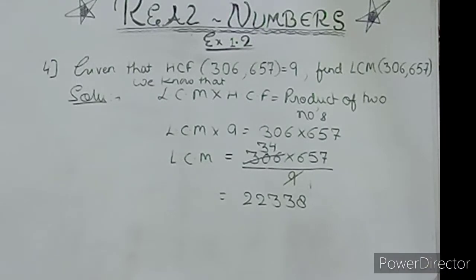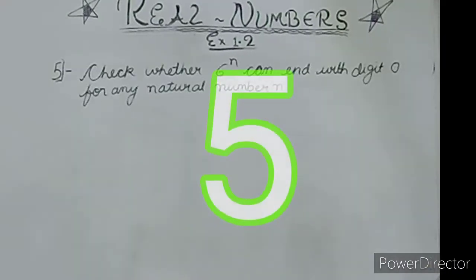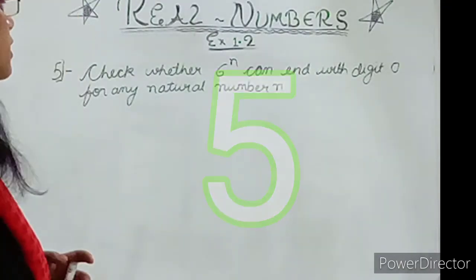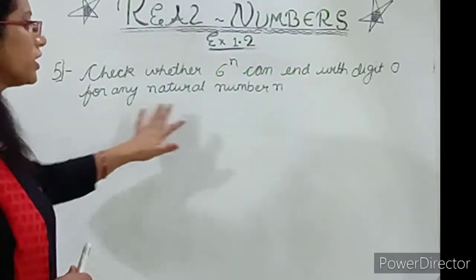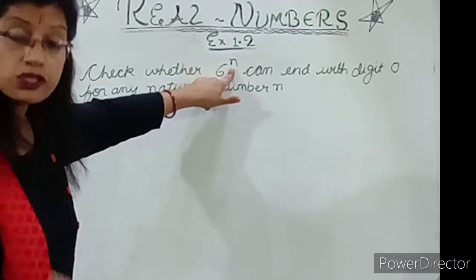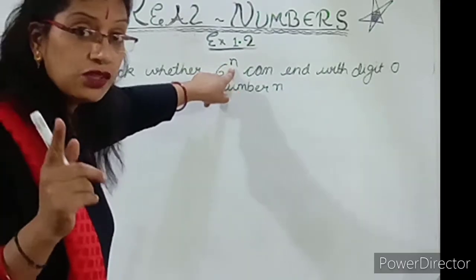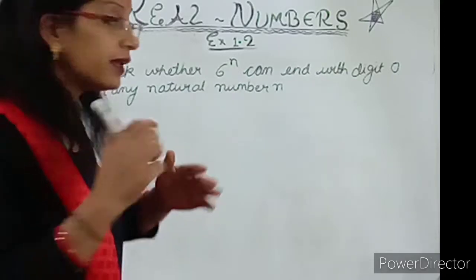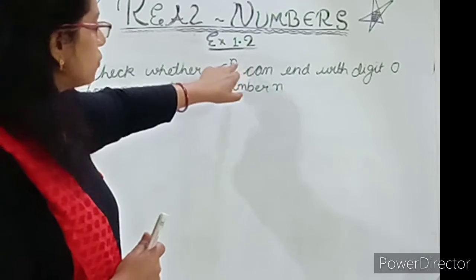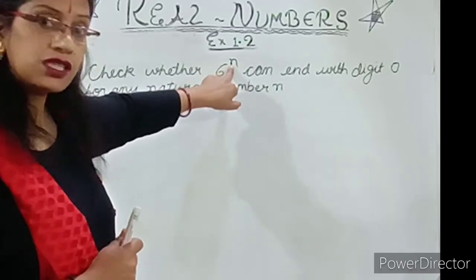So now the fifth question is, check whether 6 raised to the power n can end with digit 0 for any natural number n. Can 6 raised to the power n end with 0? Can end with digit 0. That means if 6 raised to the power n, you just substitute n is equal to 1. n is some natural number. So n is equal to 1, then 6 raised to the power 1.